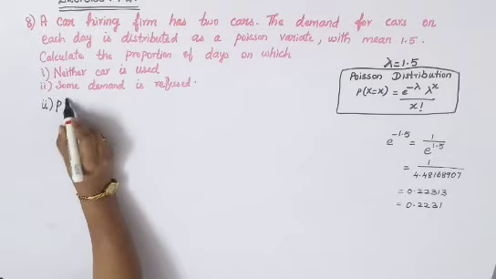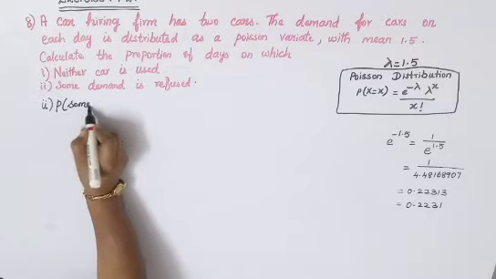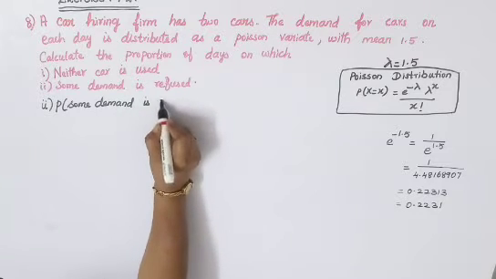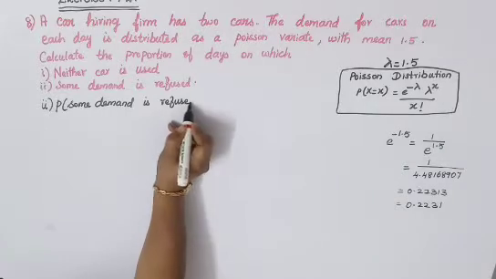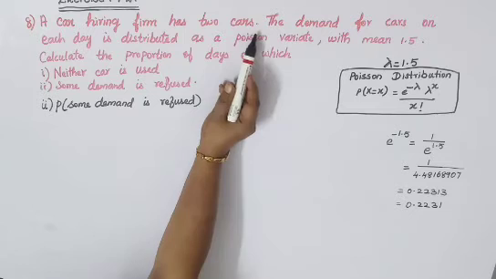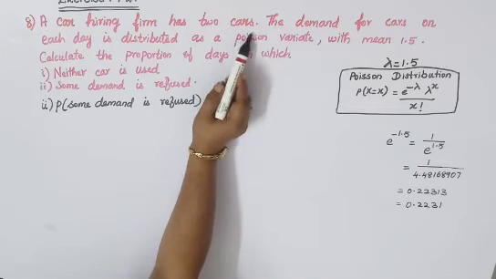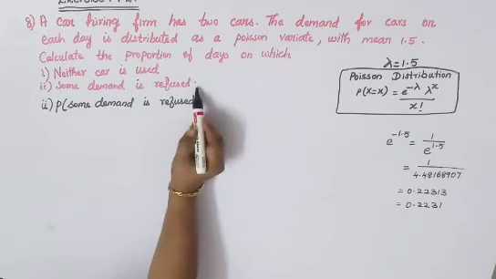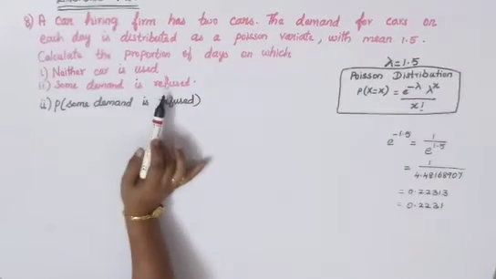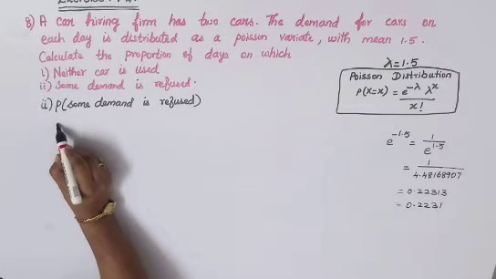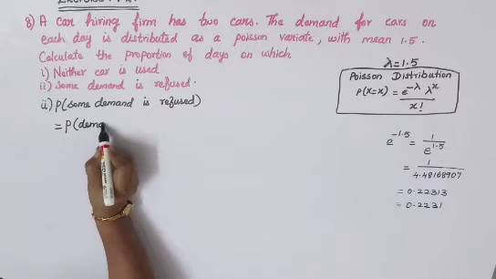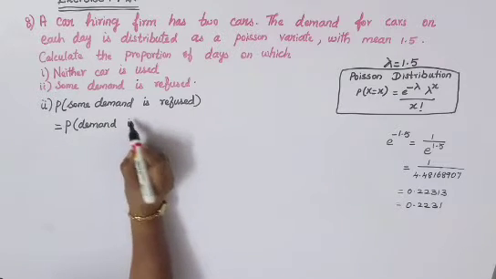Second subdivision, some demand is refused. Okay, so probability of some demand is refused. So normally when it will be refused is, they have got only 2 cars. If the customer asks for more than 2 cars, they won't be able to provide the facility, so it will be refused. Okay, so the firm will refuse the order. So you can write this as P of demand is more than 2.